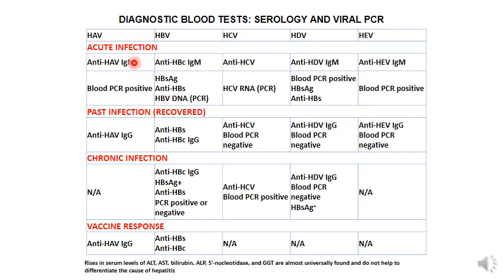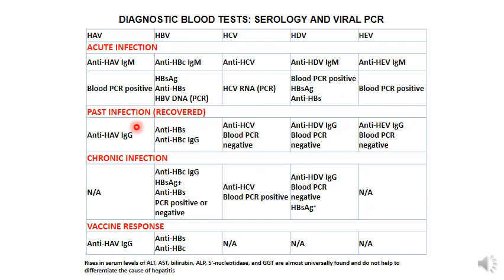In case of hepatitis A infection, you check IgM antibody against hepatitis A virus or blood PCR positive. In cases of C, you check for antibodies against hepatitis C virus or PCR. The same applies to hepatitis D virus, IgM antibodies or PCR. You check for hepatitis B surface antigen here because hepatitis B is important for D to inflict disease. Hepatitis E virus, blood PCR positive for the infection.